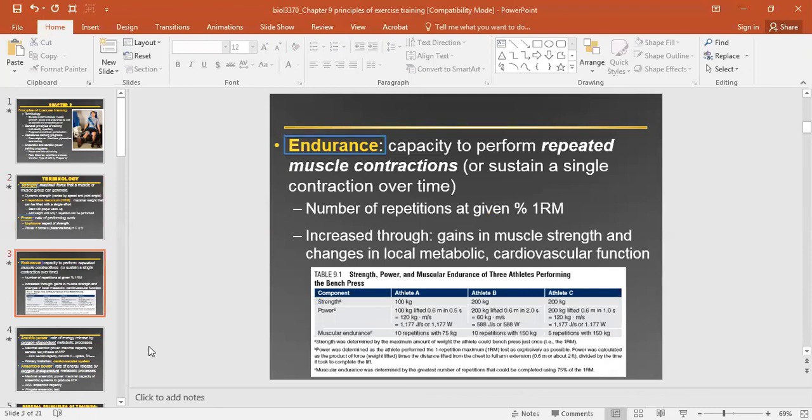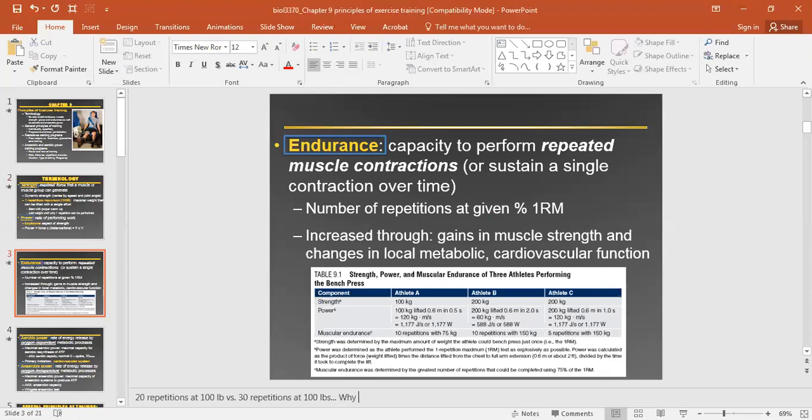Endurance, again, can be defined in 2 ways. So we talked about 2 ways to define muscle endurance in lecture last week when we were talking about chapter 10. Endurance can be defined as the capacity to perform repeated muscle contractions, meaning that someone who can contract a muscle at a given force 20 repetitions at 100 pounds versus 30 repetitions at 100 pounds.